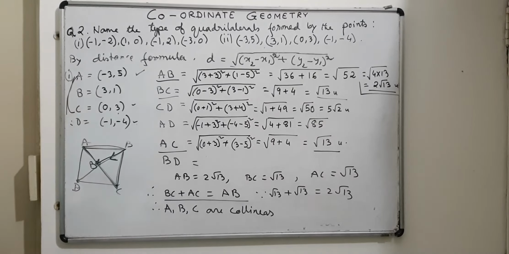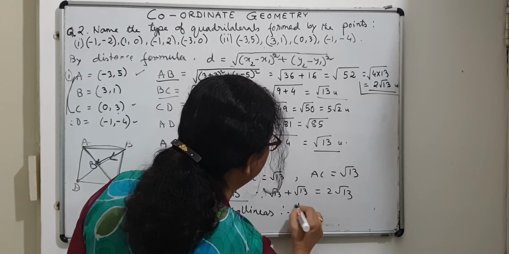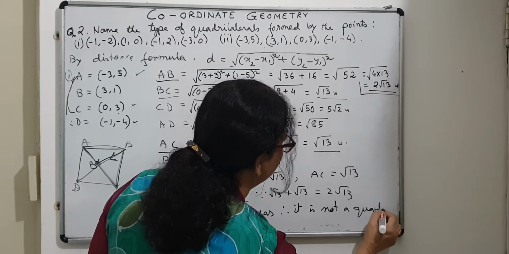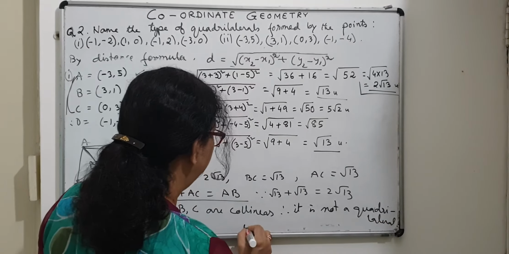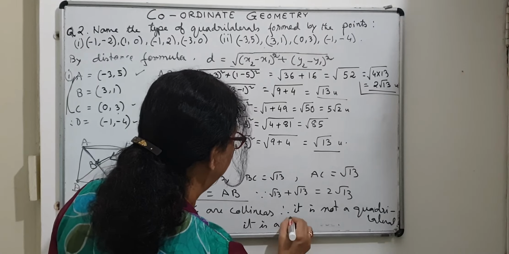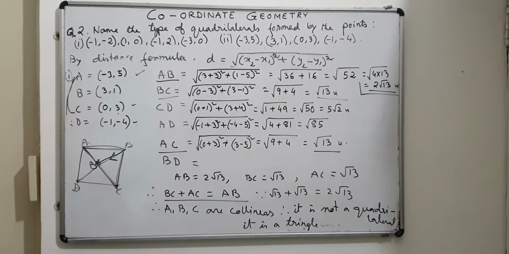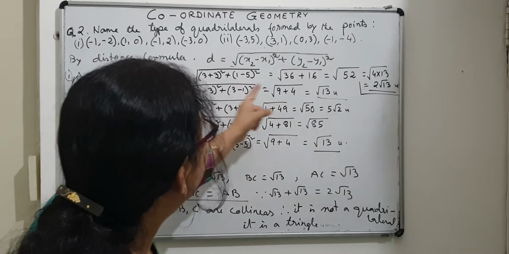So what does it mean? It will be no longer a quadrilateral because ABC is collinear. It is a triangle. So ABC is collinear. Therefore, it is not a quadrilateral. Rather, it is a triangle. So there is no question of finding BD. So I have saved my time when I am observing this.